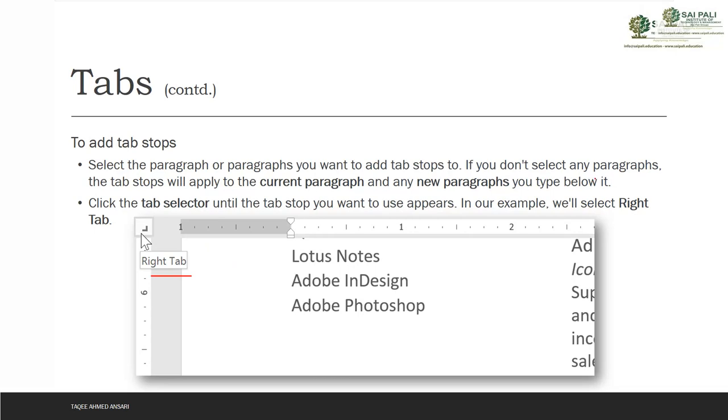If you don't select any paragraphs, the tab stops will apply to the current paragraph and any new paragraph you type below it. So if you don't select any, then by default it will apply to the current paragraph, that means where your insertion point is. Then after that, click the tab selector until the tab stop you want to use appears. Now in our example we are going to select the right tab.